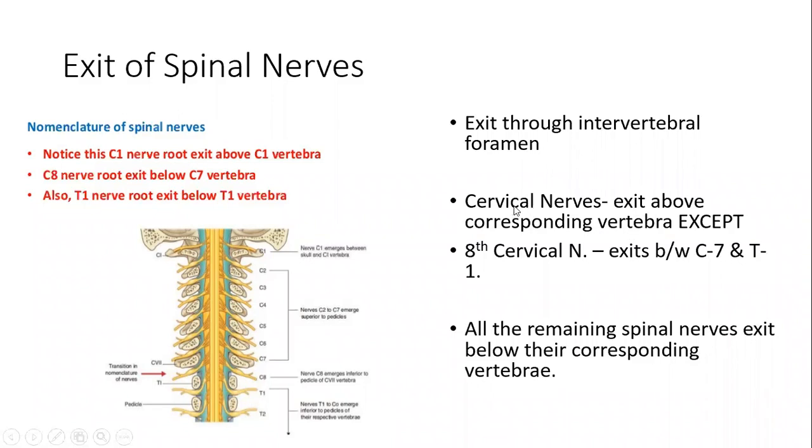Cervical spinal nerves, they exit above their corresponding vertebra, except the eighth cervical nerve, which exits between which vertebrae? Seventh cervical vertebra and first thoracic vertebra. The rest of the spinal nerves, starting from the first thoracic spinal nerve, exit below their corresponding vertebrae. So I hope this point is clear to you.